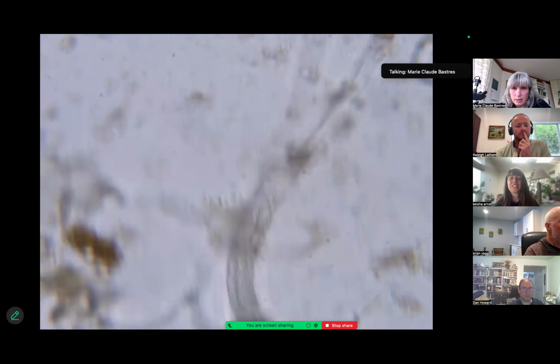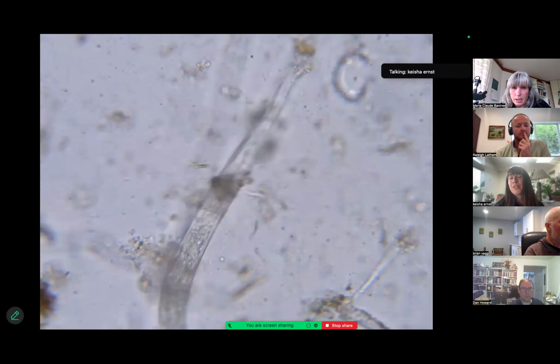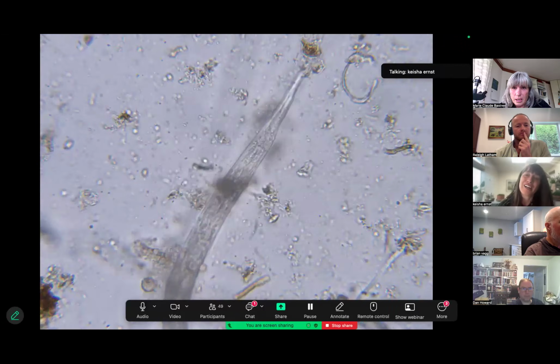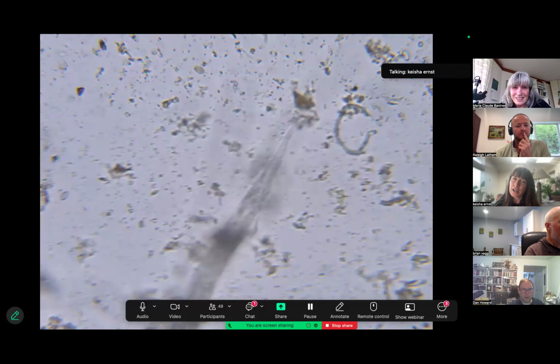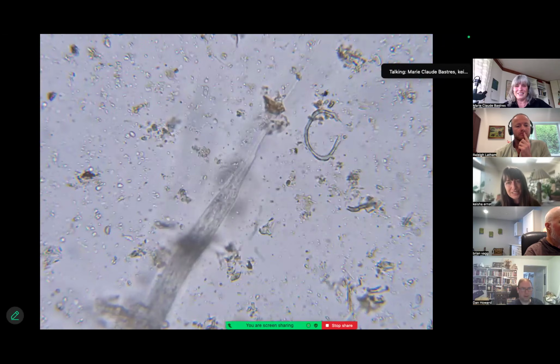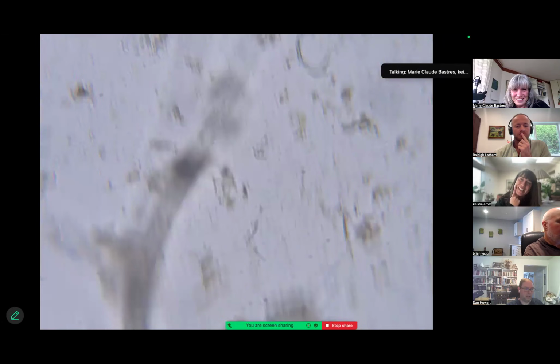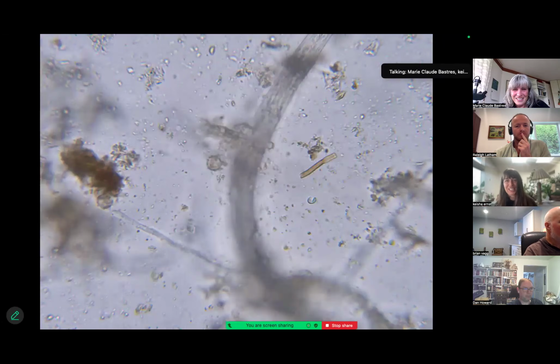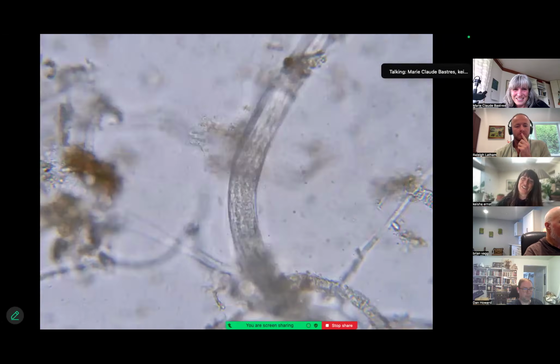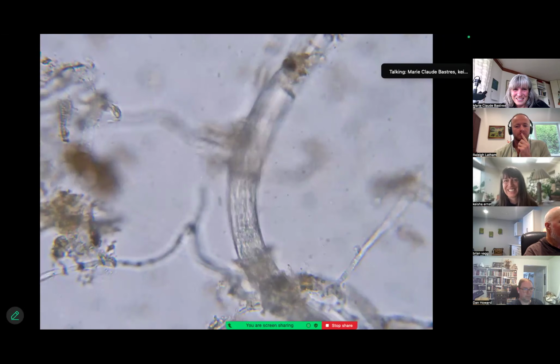Isn't that interesting? I would consider this a beneficial organism, right? It's clear and colorless and it's got bubbles. Is it fungi or is it an oomycete? Oomycetes aren't fungi, but there are fungi that are clear and colorless and kind of messy looking.